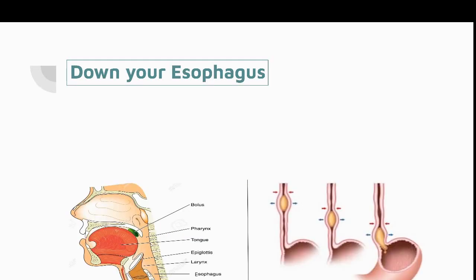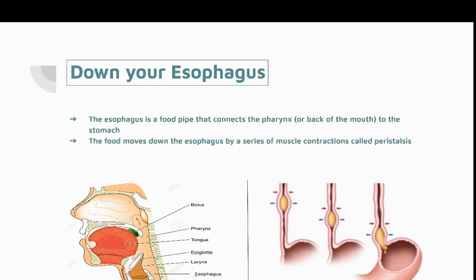What happens down your esophagus? The esophagus is a food pipe that connects the pharynx to the stomach. The food moves down your esophagus by a series of muscle contractions called peristalsis. The epiglottis is a flap of tissue that prevents food from getting into the trachea.